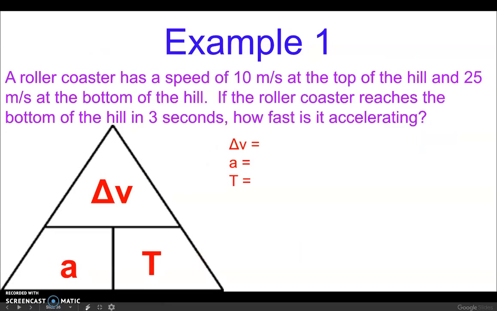All right, so now let's go through our first example. A roller coaster has a speed of 10 meters per second at the top of the hill and 25 meters per second at the bottom of the hill. If the roller coaster reaches the bottom of the hill in 3 seconds, how fast is it accelerating?